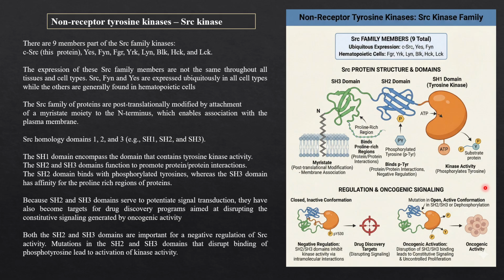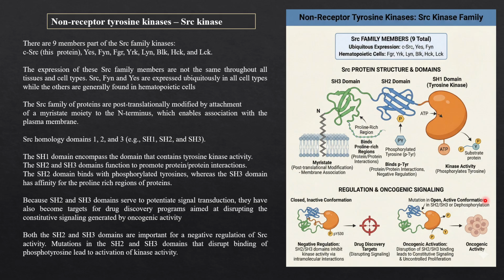A key feature of the SRC proteins is their post-translational modifications, and they undergo myristoylation at the N-terminus, which allows them to associate with the inner surface of the plasma membrane. This localization is crucial because many signaling events occur at the membranes where the receptors and the adaptor proteins are present. Structurally, SRC protein contains 3 important domains, known as the SH1, SH2, and the SH3.